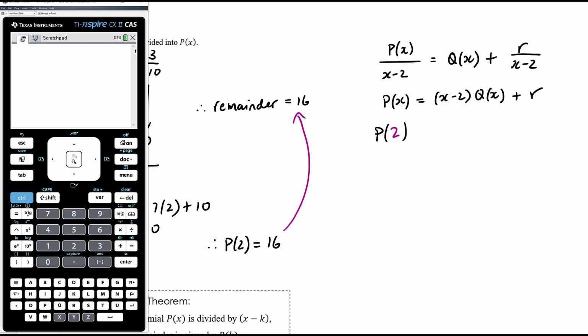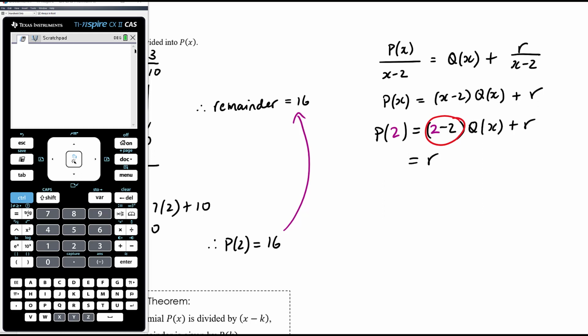And we found that p of 2 ended up giving us the remainder. The reason is that in this bracket here, you're going to get 2 minus 2, and this bracket now becomes 0. So p of 2 gives you 0 times q of x plus r, and so it just gives you r. So p of 2 gives you the remainder. Now the reason it's 2 is because 2 is the value that makes x minus 2 equal 0.